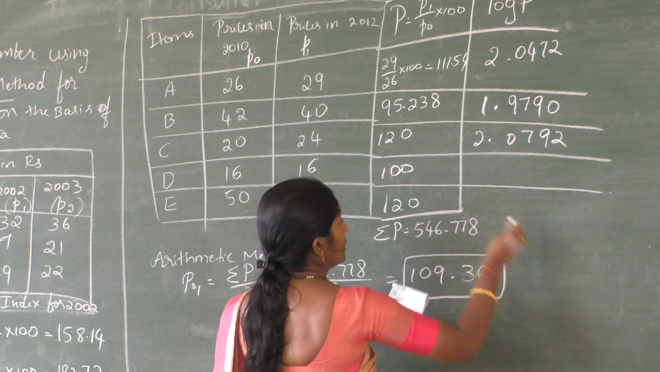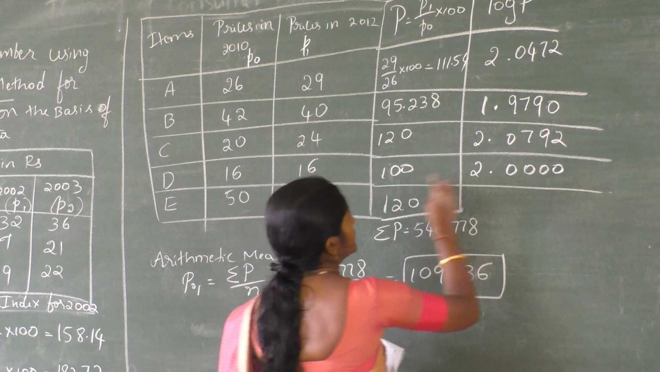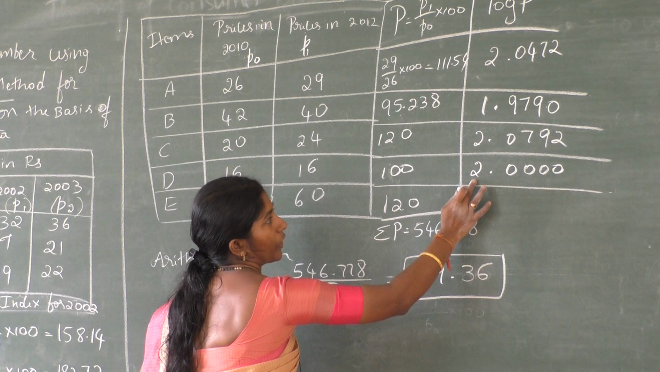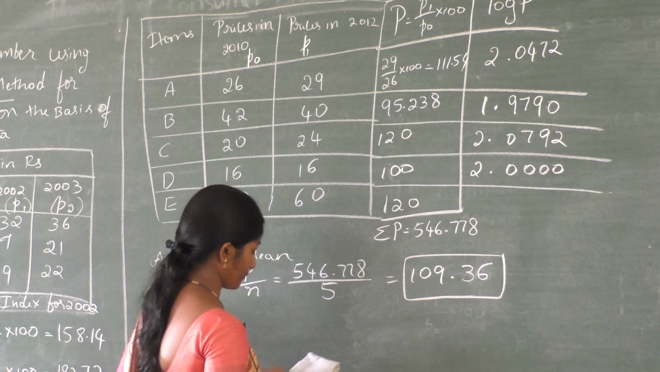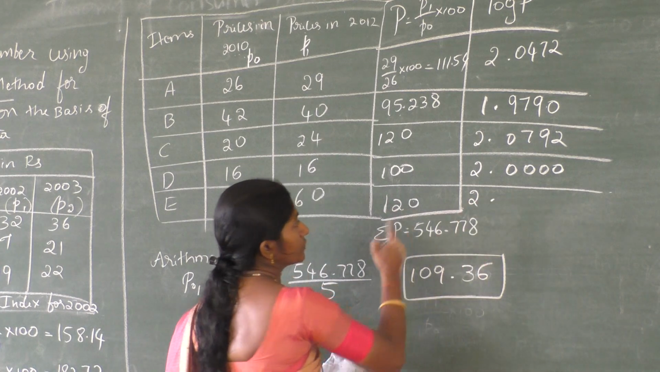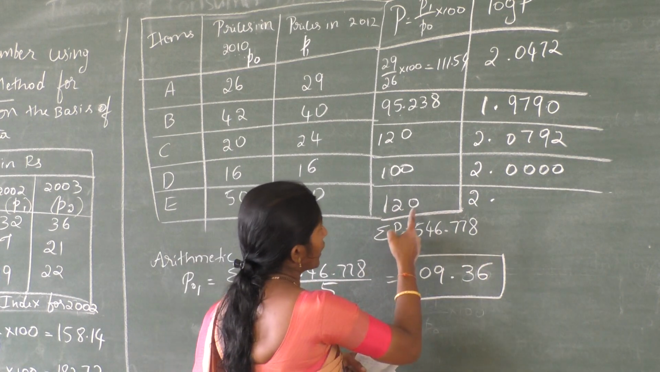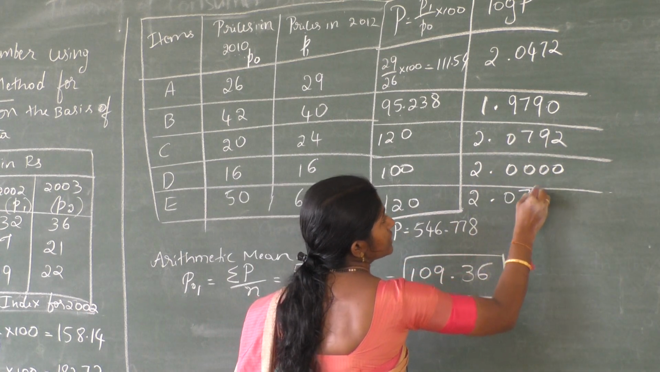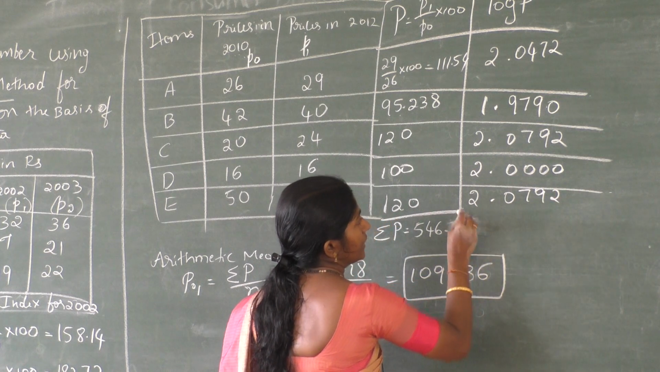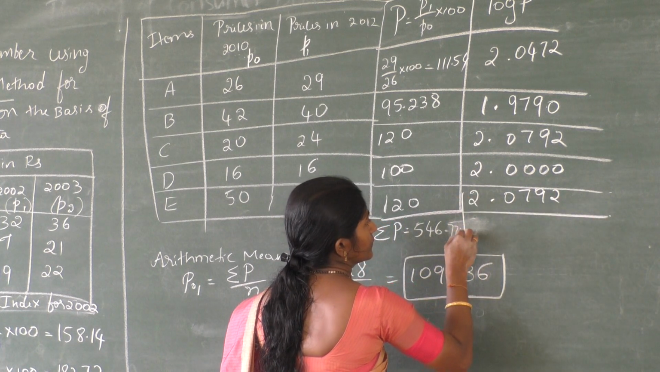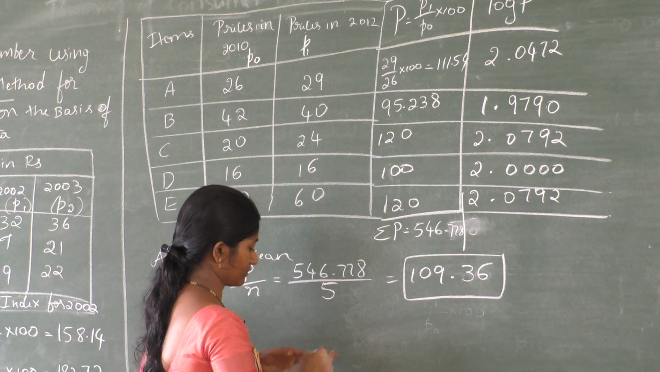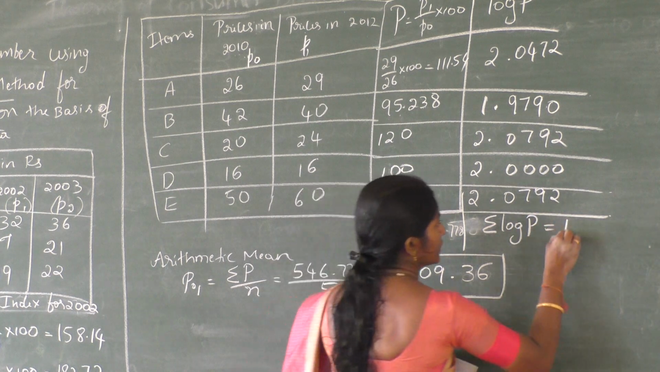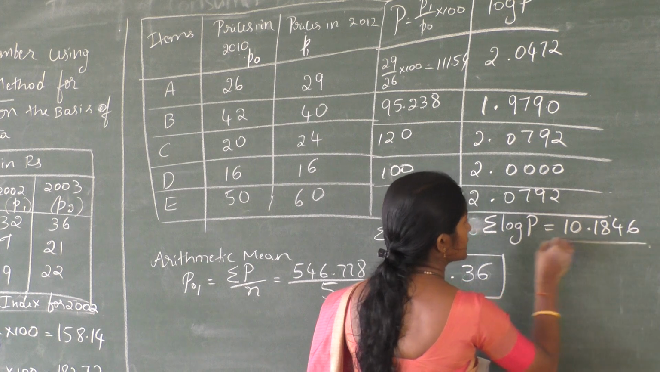Next, for 100, here 2 digits... always 10 in that 0. 3 minus 1, that is 2 point, value becomes 000. 120 here, again 3 minus 1, 2.12. In that we have to see 0. Already we have seen in the log table, that is the 0792 answer. The total value of log of P, our answer, that is 10.1846. This is our answer.